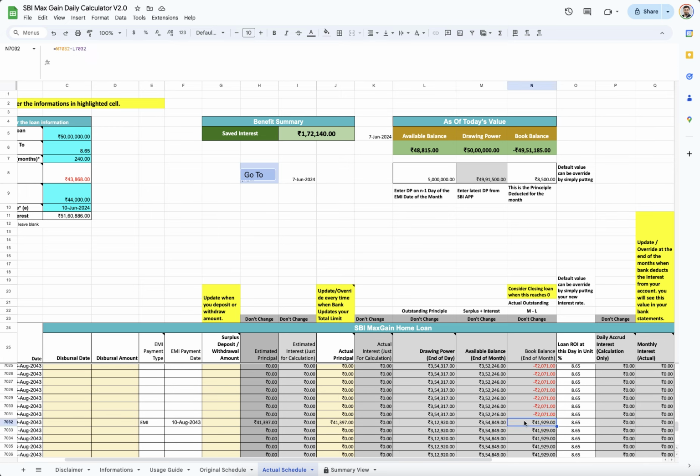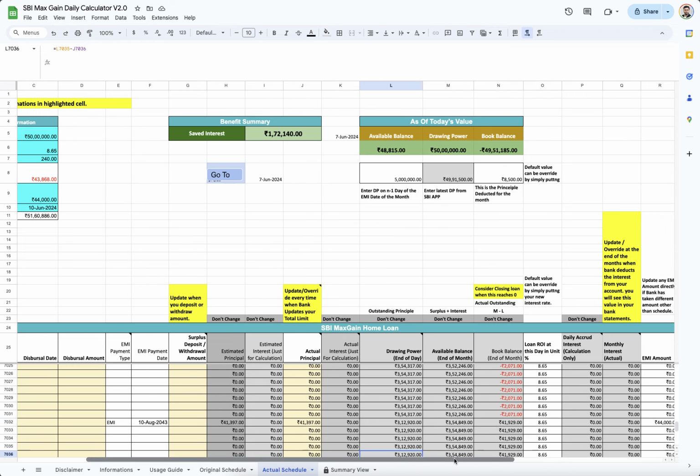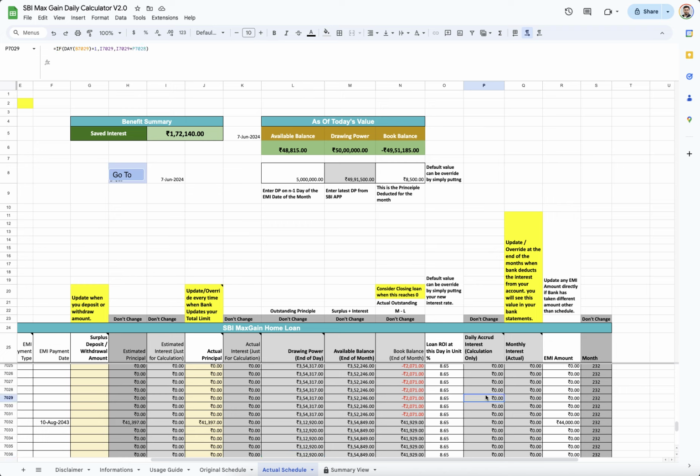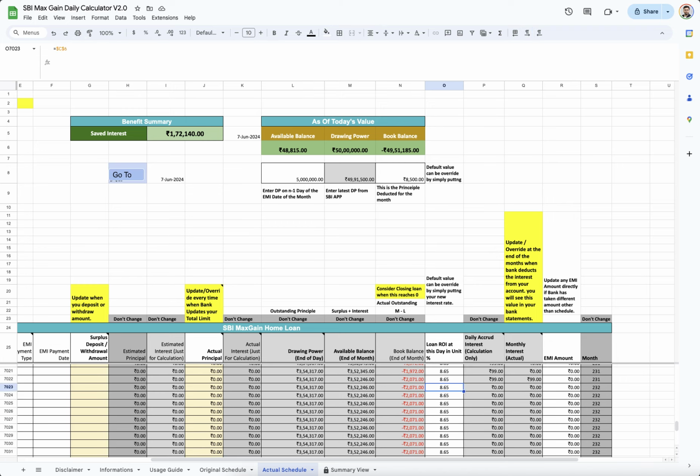So what happens? Your EMI goes to your bank account, that OD account. Let's see this entry. Here your interest is becoming zero. So starting this day, we are not giving any interest to the bank, in the 232nd month. That is almost 8 years before, because 240 was the number of months. So here we are coming to zero.